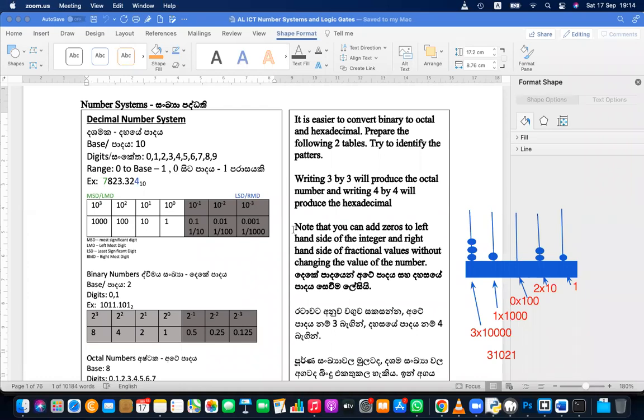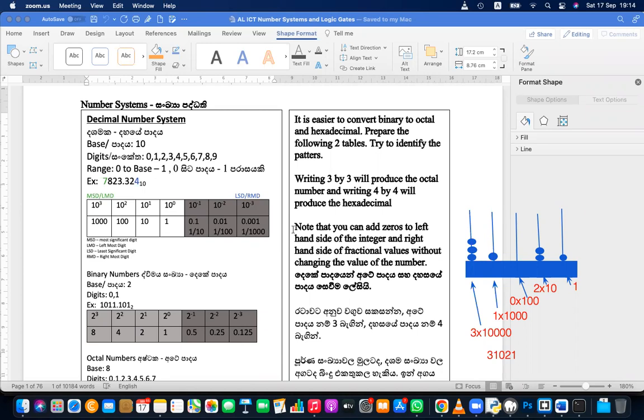Left to right, the value will be divided by the base. The base, like position value. Position to position, when you go from left to right, you have to divide. From right to left, it multiplies. Left to right, it divides. Right to left, it multiplies. This is how things are happening in a number system.